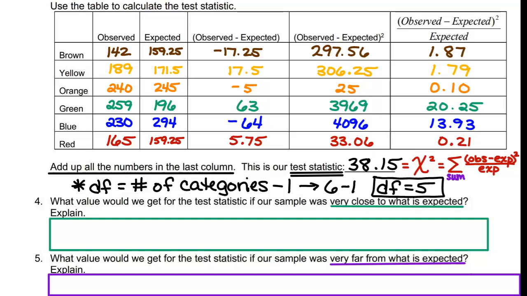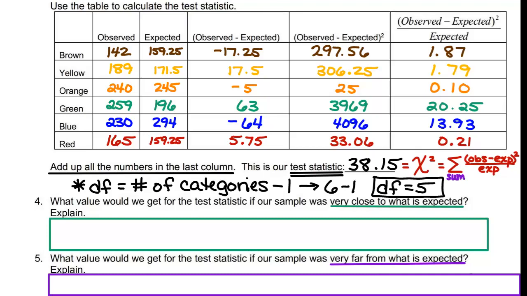At 5 degrees of freedom on your page, we're going to read across here, and we're going to try to find the number that is the closest to what our test statistic is. So our test statistic was what again? 38.15. What's the biggest this thing goes? 22.11. So our probability is less than 0.0005.